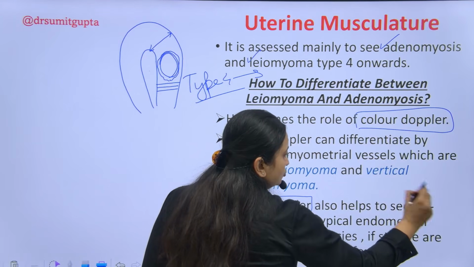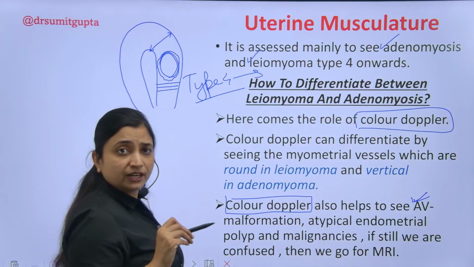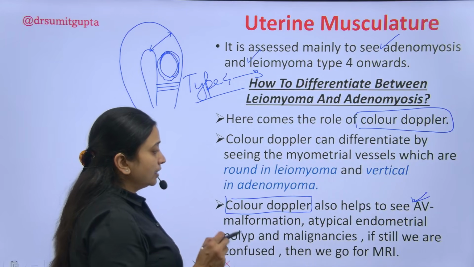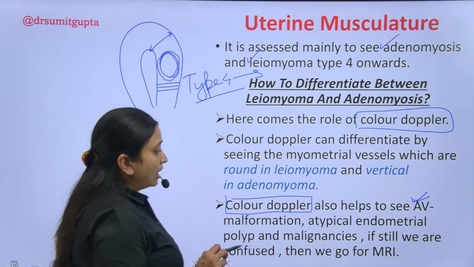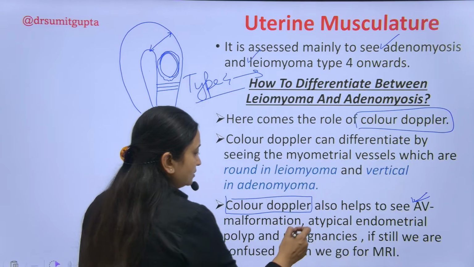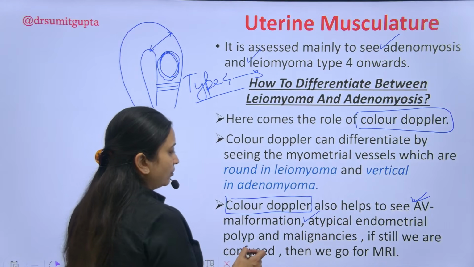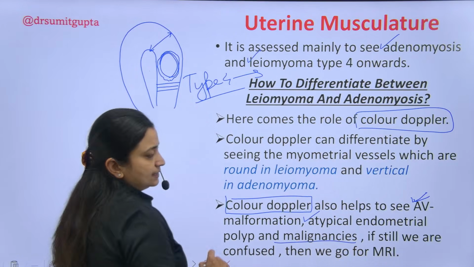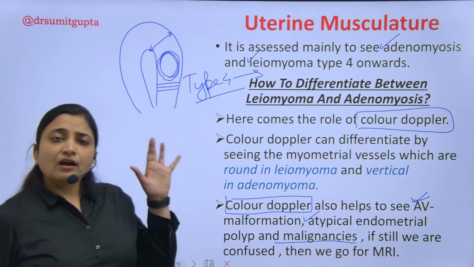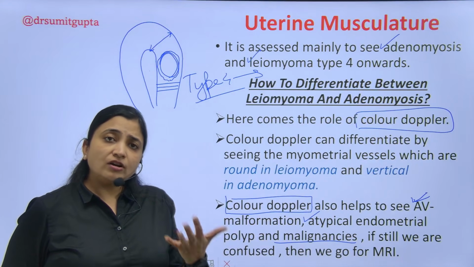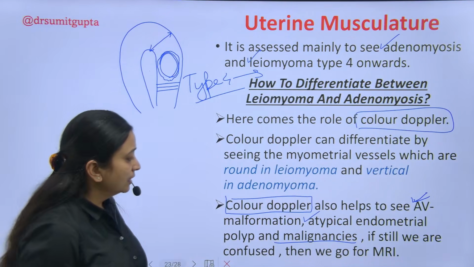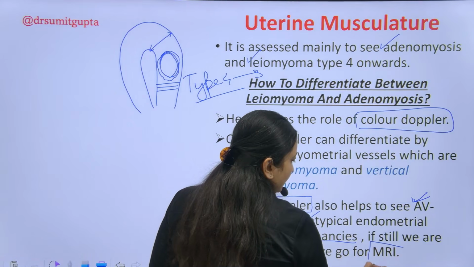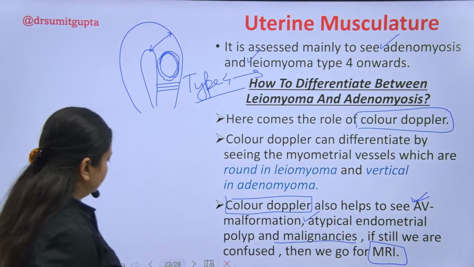What other information can we gather from color Doppler? AV malformations. See, these are rare things, but if you find them on color Doppler, then you can treat them. So arteriovenous malformation, some atypical endometrial polyp or malignancies. If doing all this does not give you any conclusion, then we can proceed for MRI, right?